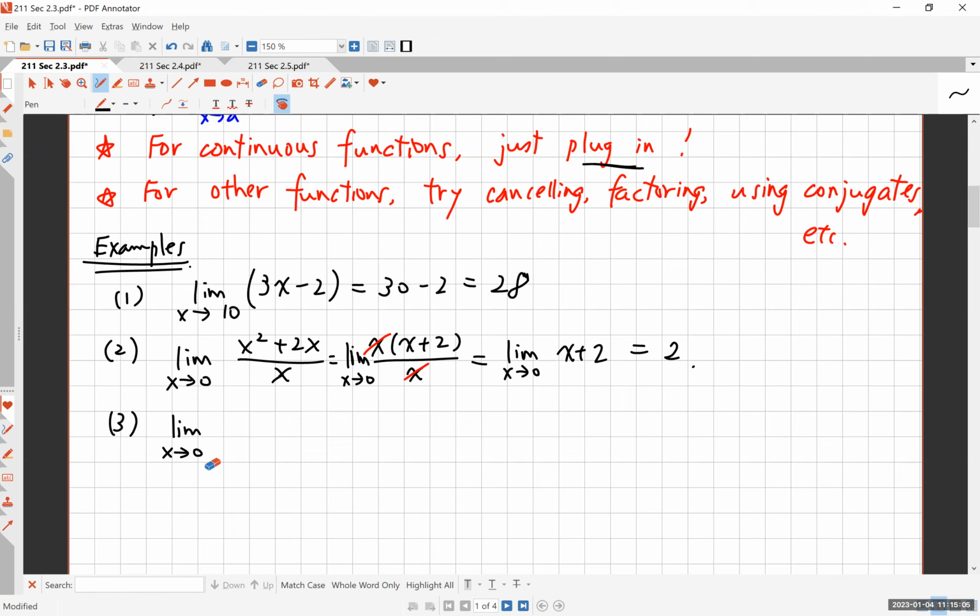All right, let's look at the third example. Now, this is going to be a little more difficult one. Let's see if you can figure this out. x squared minus 3x divided by 2x squared minus 5x minus 3 as x approaches 3.